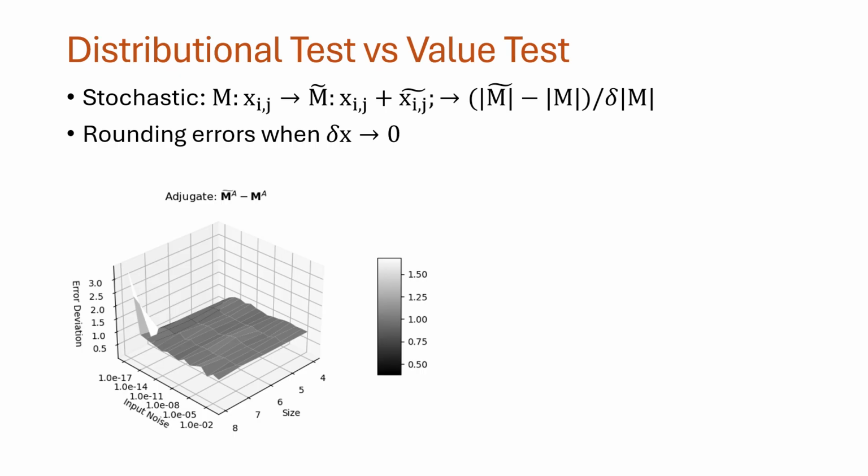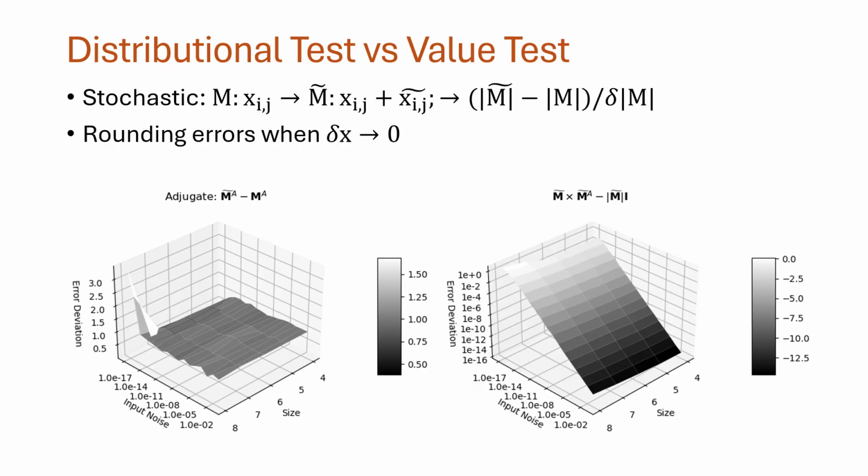Since we are using floating point arithmetic as an underlying implementation, when delta x goes to 0, we will see rounding errors. And we can compare these calculations of a data set with a statistical property calculated by StatisticalTaylorExpansion, so it's called a distribution test.